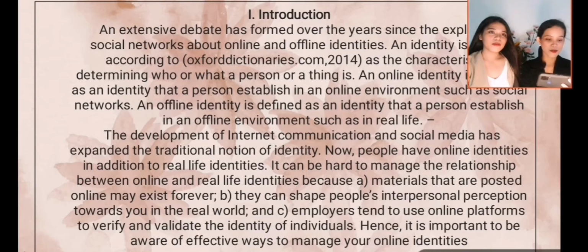It can be hard to manage the relationship between online and real-life identities because, A, materials that are posted online may exist forever; B, they can shape people's interpersonal perception of you in the real world; and C, employers tend to use online platforms to verify and validate the identity of individuals. Hence, it is important to be aware of effective ways to manage your online identities.